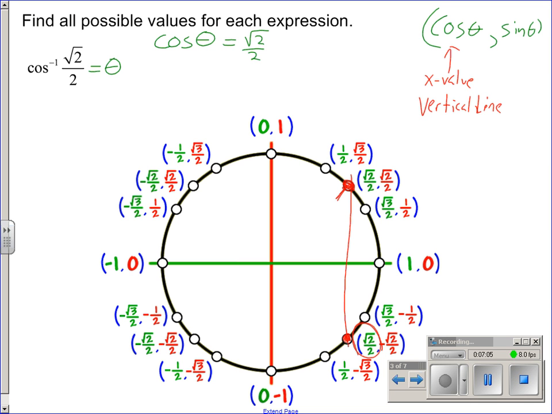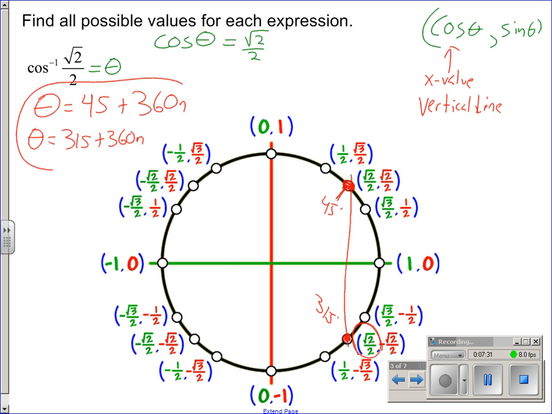So now, again, you'll see this on a unit circle. What we have here is 45 degrees. What we have here is 315. So the answer for theta, 45 degrees plus every time we go around, 360n. The other answer is at 315 plus the 360n for every time we go around. There is our infinite number of answers.